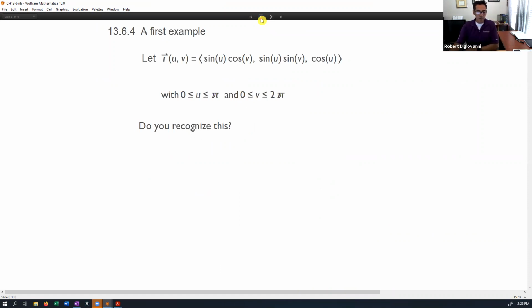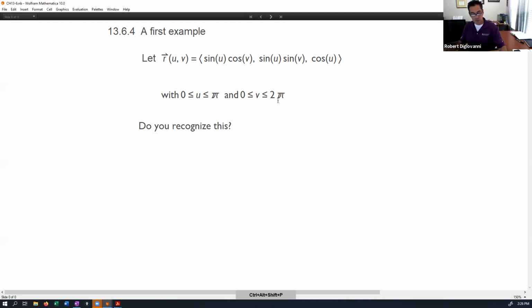One more example. This time I'm not giving you the picture and asking for the vector function. I'm giving you the vector function and asking if you recognize it. So we have r of u, v is sine u cosine v, sine u sine v, cosine u. I'm also going to restrict u between 0 and pi and v between 0 and 2 pi.